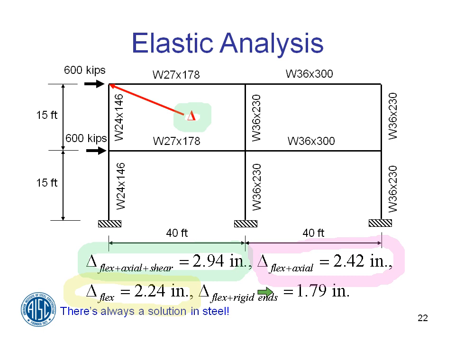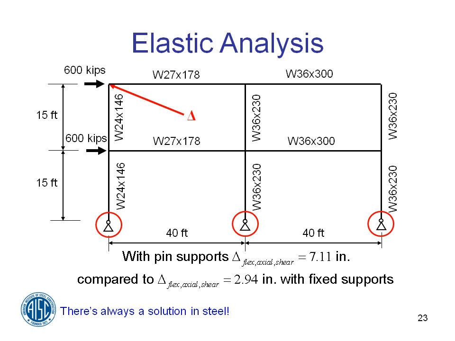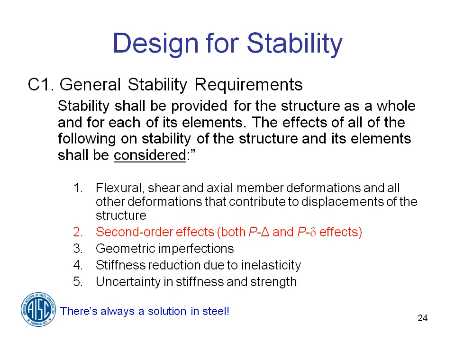Now, one of the things that it does not say in the specification is that you have to model the supports correctly. I don't think anybody would question that that's really what we're supposed to do. But if you look at what happens when we model the supports as pins rather than as fixed supports, the deflection now is 7.11 inches. So you see we can go quite a range, from 1.79 inches to 7.11 inches, depending on how we model the structure. So we've got to consider what we include and include the correct things.